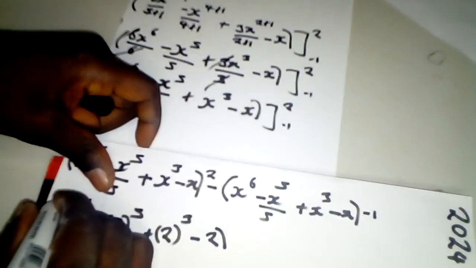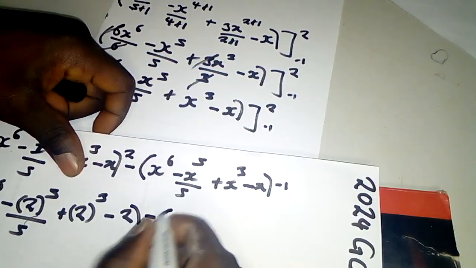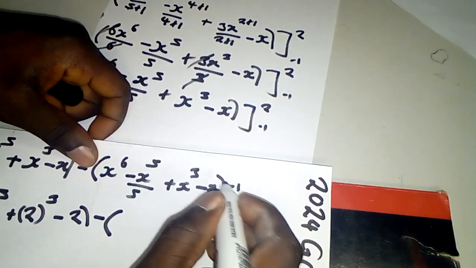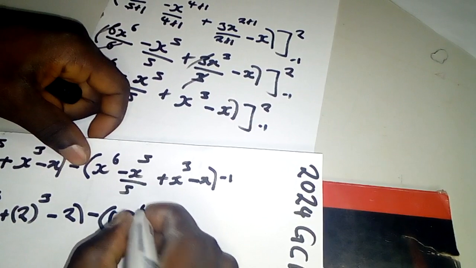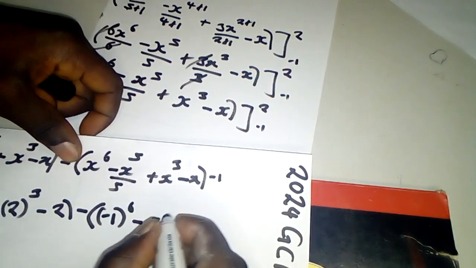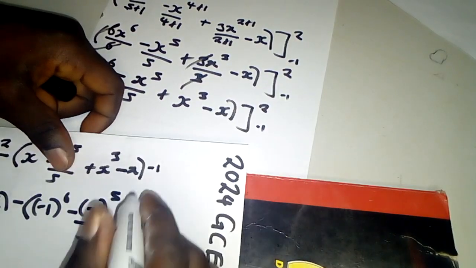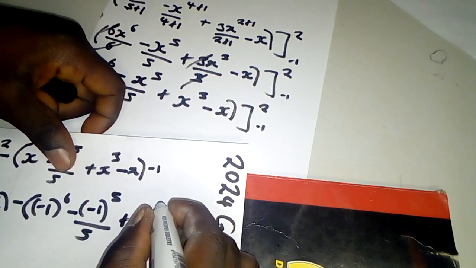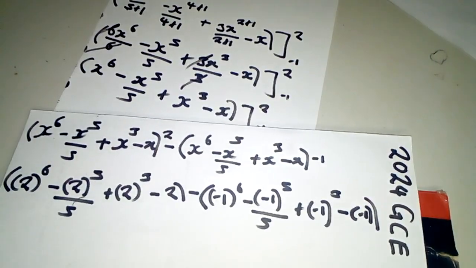We put this in brackets. So we are differentiating, or finding the difference, so put a minus, open brackets. Also here, we are going to use now -1, which is the lower limit. So on x, we'll put -1 to the power 6 minus, even here, we put -1 to the power 5 divided by 5. So step by step, plus here, -1 to the power 3 minus -1, close the brackets. Okay, so very simple.